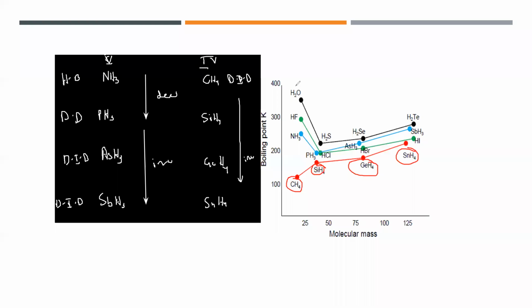The trends in the boiling point for the hydrides of group 6, group 7, group 5, and group 4. Any doubt in this? Any question or a doubt?